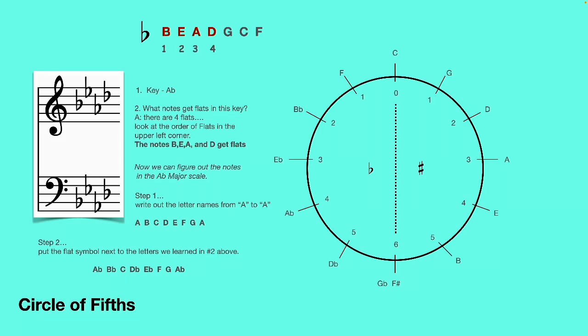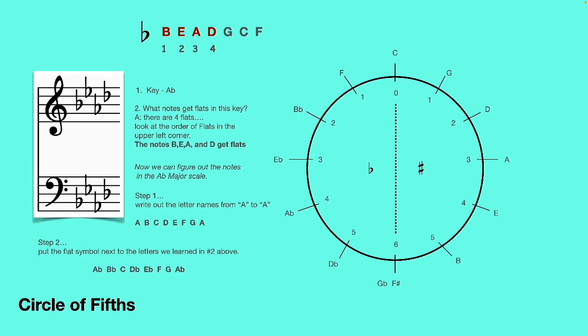What notes get flats in this key? I'm glad you asked. How many flats do we see? There's 4. So look up there in the order of flats: B, E, A, D, G, C, F. And you notice I have the letters B, E, A, and D, the first 4 letters. That's what notes get flatted in the key of A flat because it has 4 flats. So in the key of A flat, B, E, A, and D get flats.